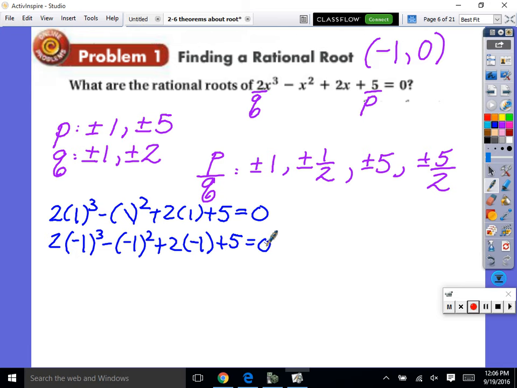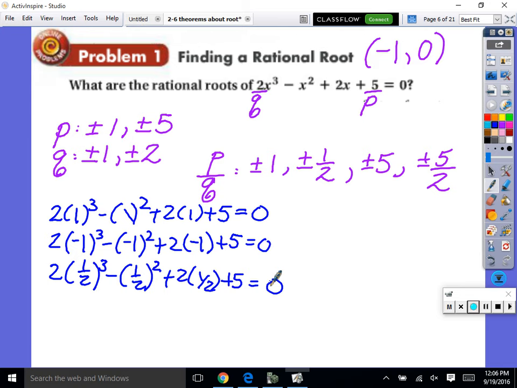How about you guys test positive a half? So you'll be doing 2 times 1 half cubed minus 1/2 squared plus 2 times 1/2 plus 5 equals 0. Do you guys see what you're doing here? We're just testing them. So everybody pick something to test.